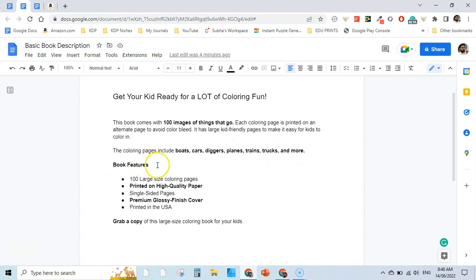And then there are the book features: "100 large size coloring pages printed on high quality paper, single-sided pages, premium glossy finish cover, printed in USA. Grab a copy of this large coloring book for your kid." So what is the bigger problem with this book description?